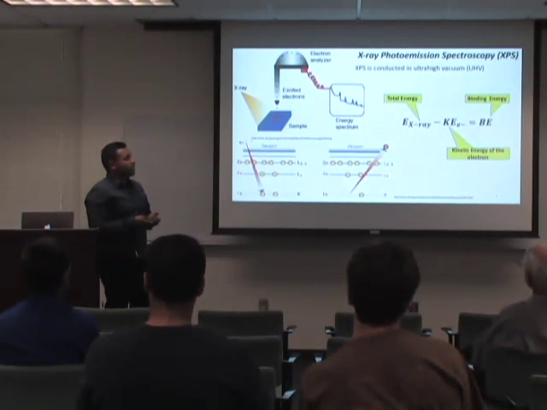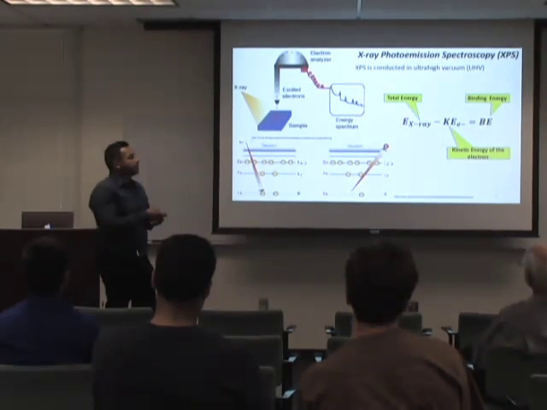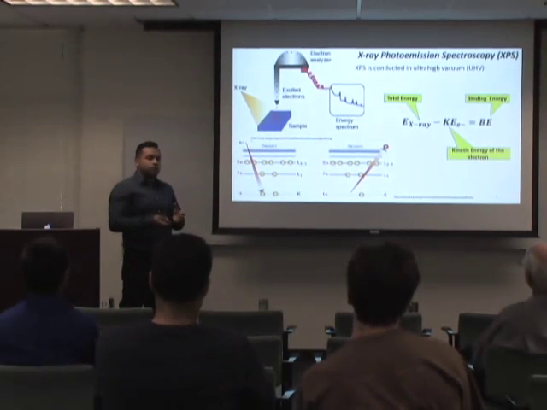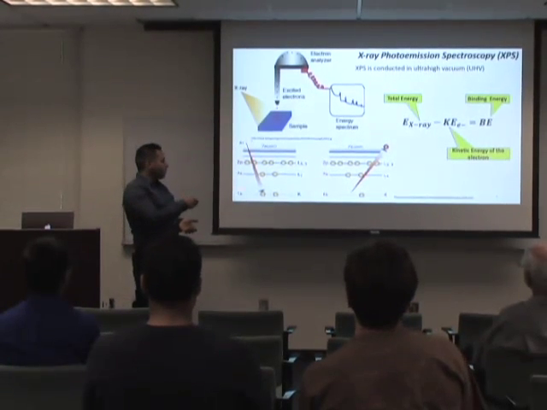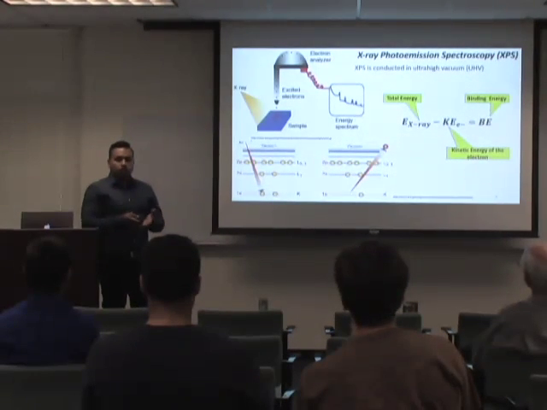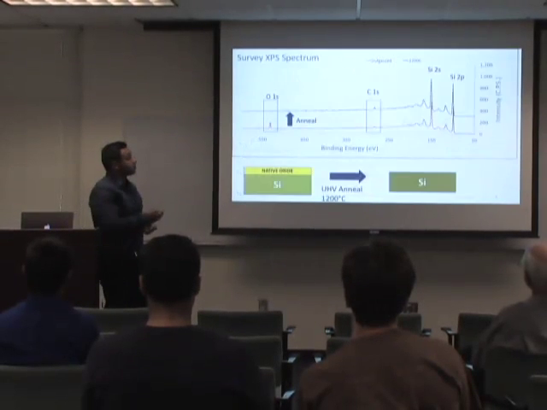With the kinetic energy, we can subtract this amount from the total energy given by the X-ray, and we're going to have the binding energy. With the binding energy, we're going to have this spectrum. And because every single element has its own binding energy at different energy levels, we can know where the total impurities or the total elements in the sample are.